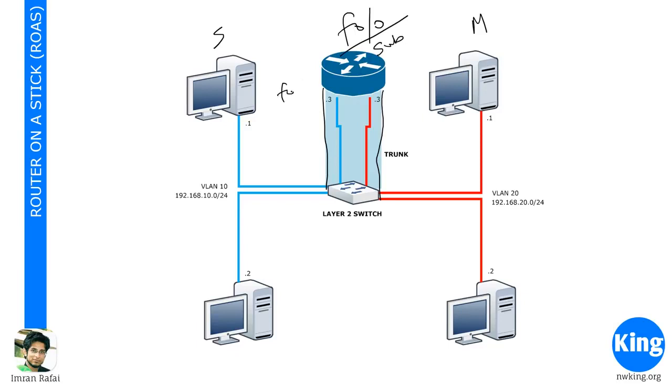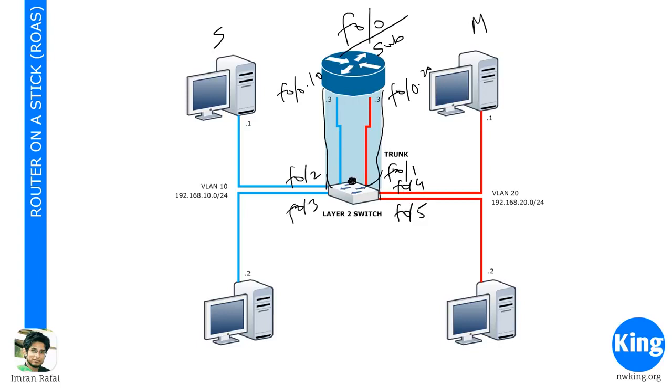So this will be F0/0.10. This will be F0/0.20, right? And what we will do is we will make this interface. Let's say this interface is F0/1 of the switch, right? This whole blue thing is one interface, connected to one interface. Let's say that's F0/1. This is F0/2, F0/3, this one F0/4, and F0/5, right?